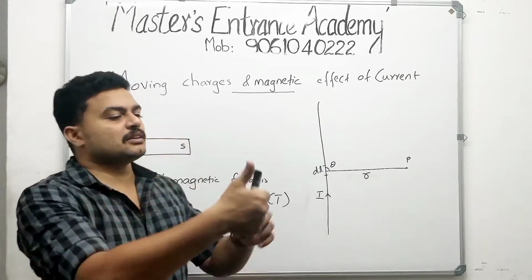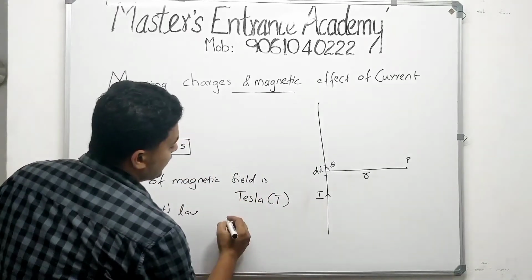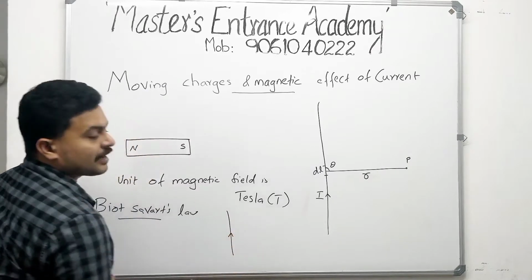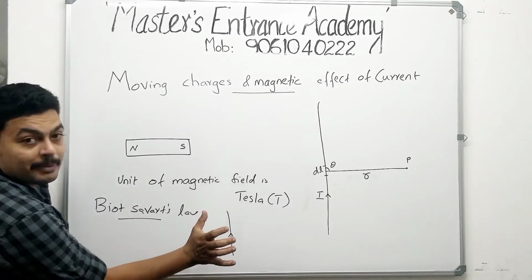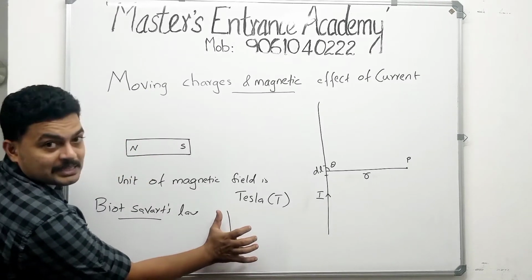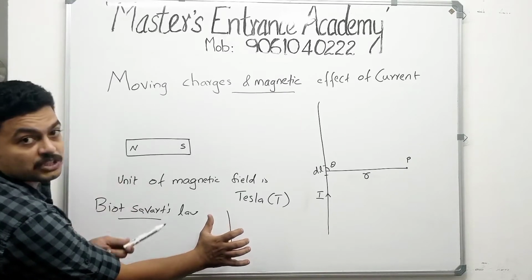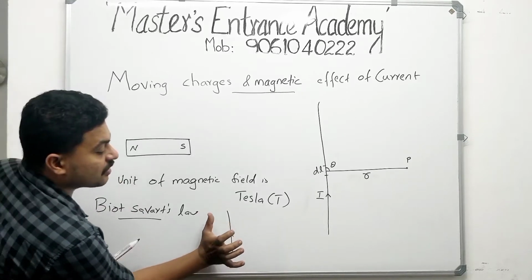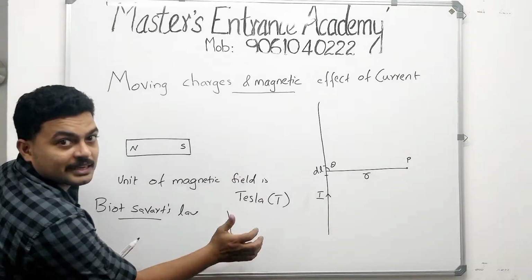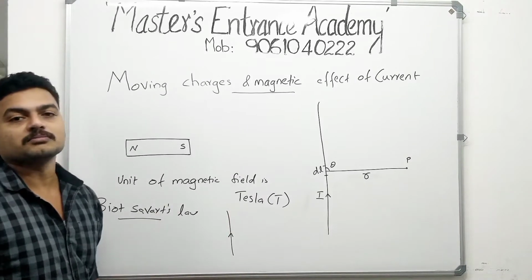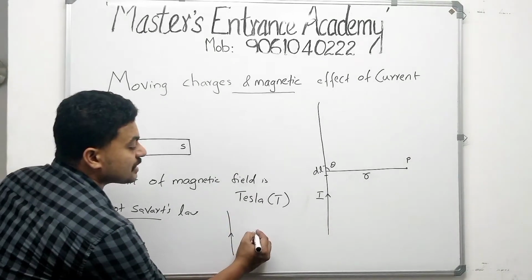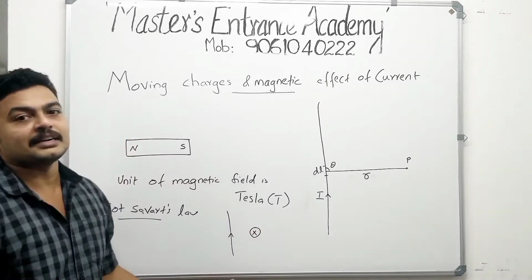Imagine current is going in this direction. What is the magnetic field direction? We have to place the hand like this. The thumb indicates the direction of current and the curved fingers, yes, go into the board. So this is the direction of magnetic field.